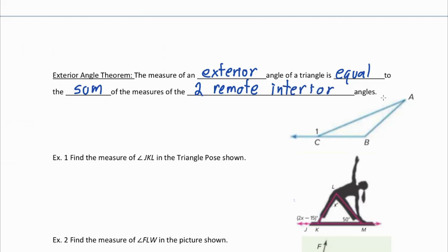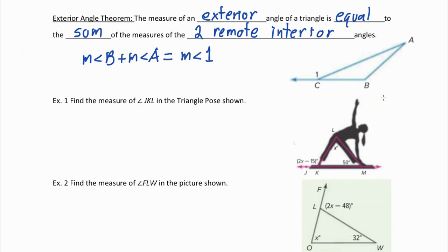So what this means in this picture is that the measure of angle B plus the measure of angle A, those are our two remote interior angles, they're not next to that exterior angle, that's going to be equal to the measure of that exterior angle. So in practice, we have a triangle here, and we have one side that is being extended. So those are the two remote interior angles because they are not next to that exterior angle.